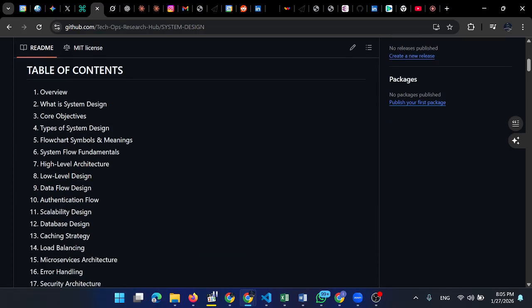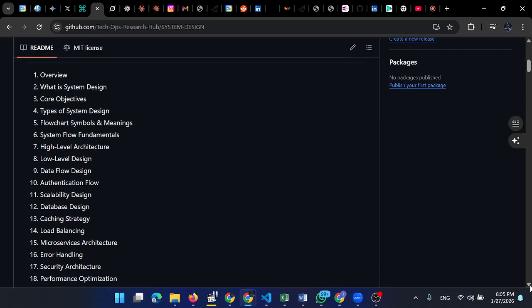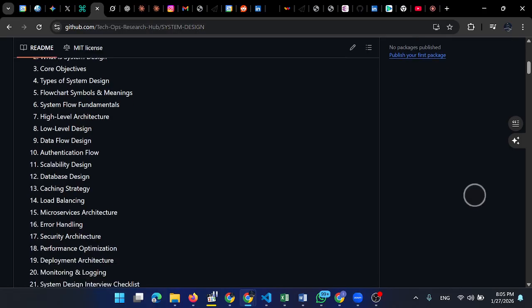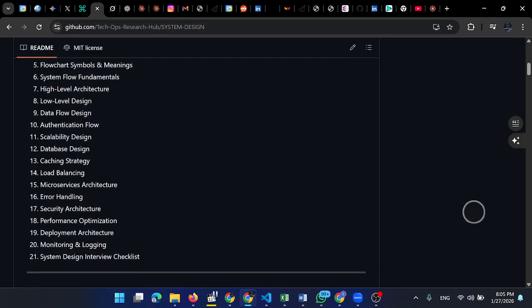First of all, we're going to look at the overview bit. Then we're going to understand what is system design. Then we look at core objectives, types of system design, flowchart symbols and meanings, system flow fundamentals, high level architecture, low level design, data flow.